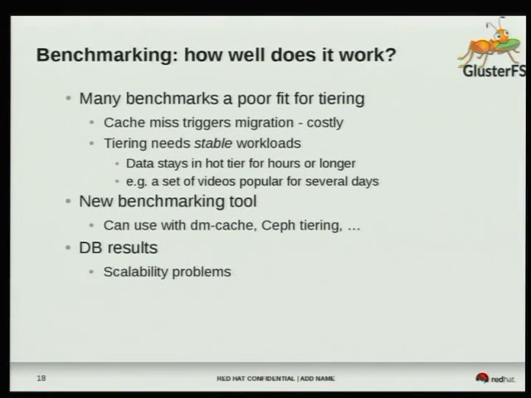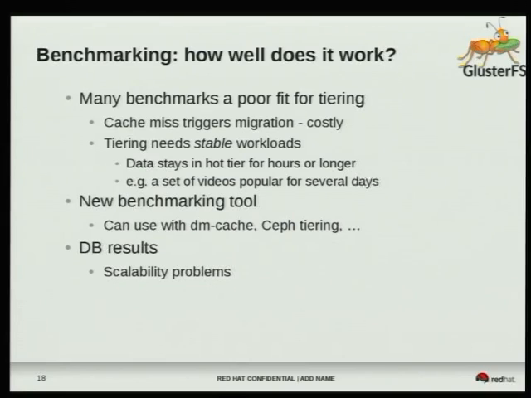So how well does it work, the tiering? This is an interesting problem too, because existing benchmarks mainly were developed for memory caches, and they don't work too well for tiering caches because the price of a cache miss is so much greater. When you have a cache miss, you have a migration event, which is much worse than a memory cache miss. So what you really need is a new type of benchmark which has a more stable workload.